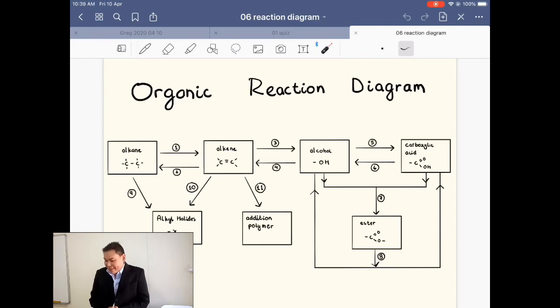Hi, in this video I am going to explain about reactions in organic chemistry. There are thousands, maybe tens of thousands of types of organic reactions, but I'm going to explain the simple ones only, the ones that are tested in O-level or IGCSE. And I already made a diagram for the organic reactions, the ones that they commonly ask.